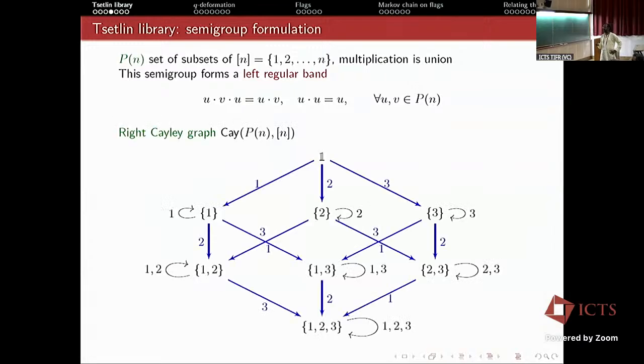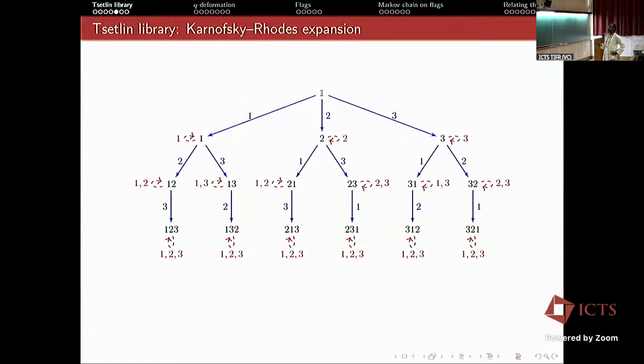If you look at the Cayley graph of this semigroup with generators the singletons, then of course you get the Boolean hypercube with directed edges. That's not difficult to see. You start with the empty set, you multiply by 1, 2, or 3, and then you continue. Now, why does this help us?